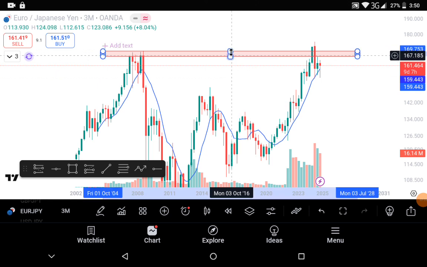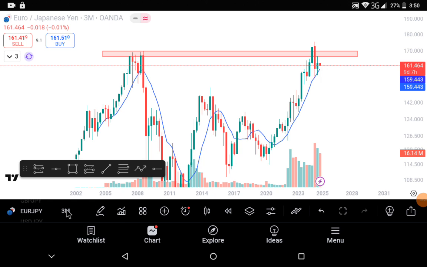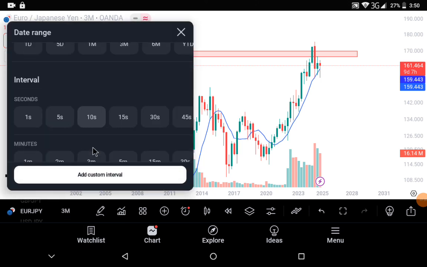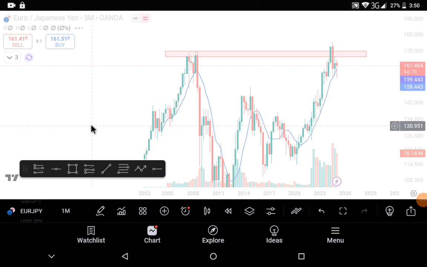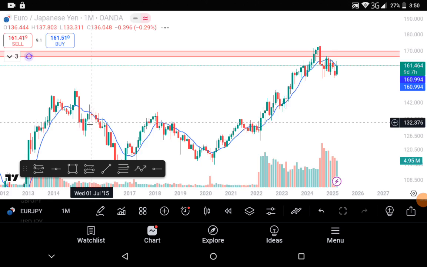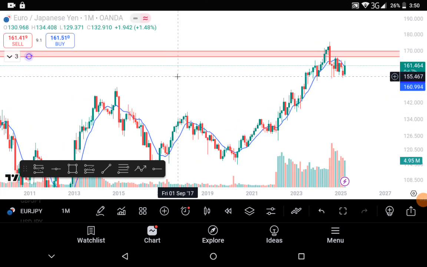So I'm scaling down to the one month time frame. Okay, this is the 1 month time frame. Beautiful. We also know that here is a 3 months resistance zone. Okay, fine.